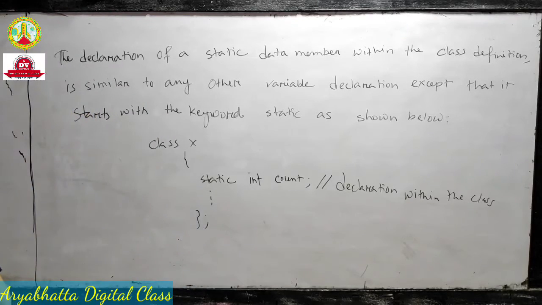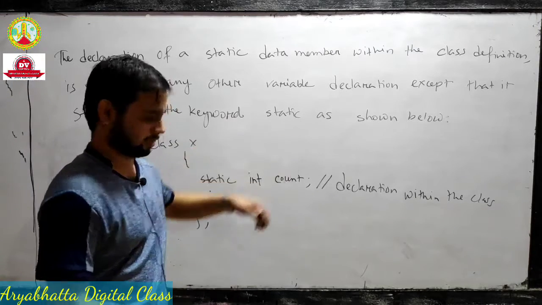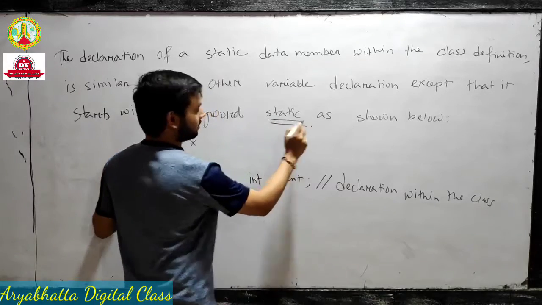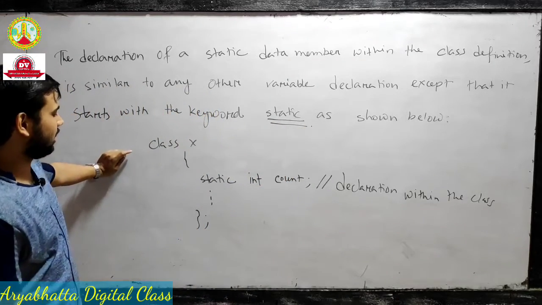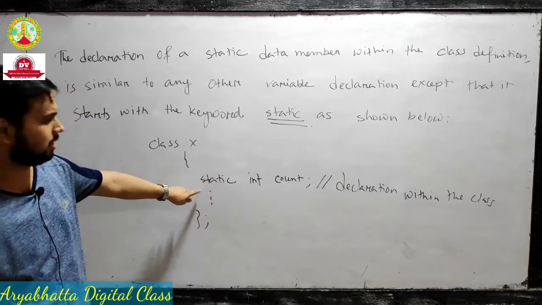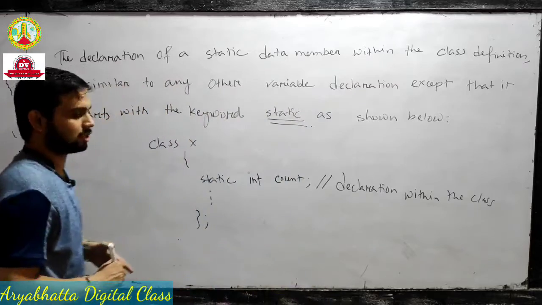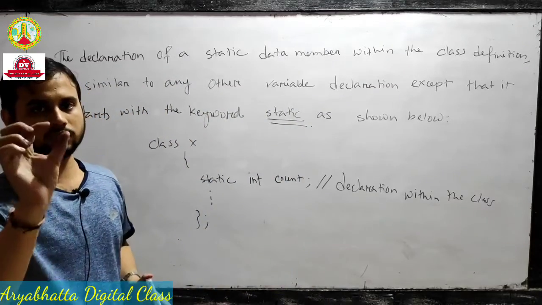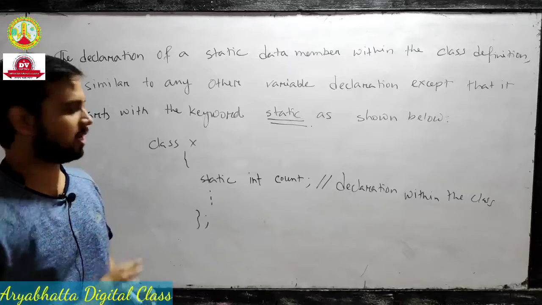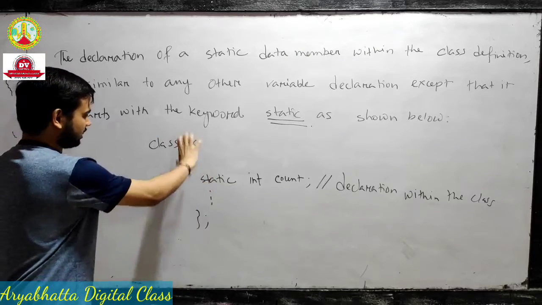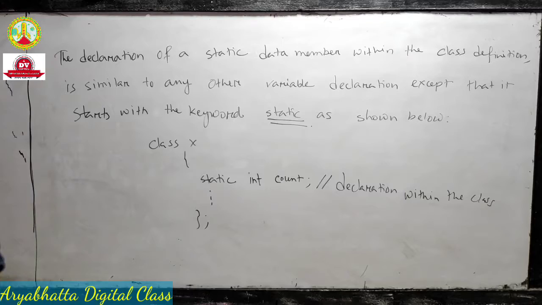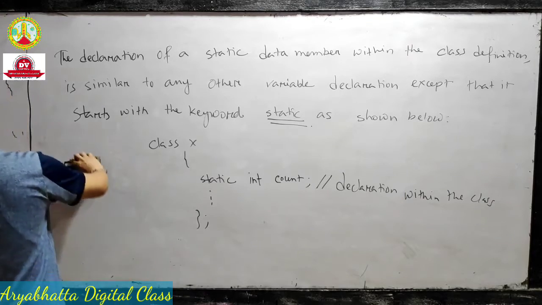You see, I tell you, the declaration of a static data member within the class definition is similar to any other variable declaration, except that it starts with the keyword static. Means it is similar to other data variables, only it will have one keyword static, okay, and the variable is count. And it will be declared within the class, but outside the main function. That's why in the definition it will be declared globally, means outside the main function, right? This will be the class body. Okay, this is just a declaration of a static member.